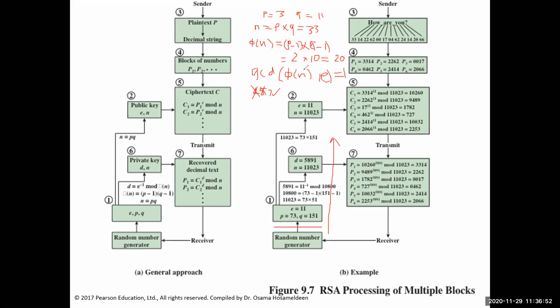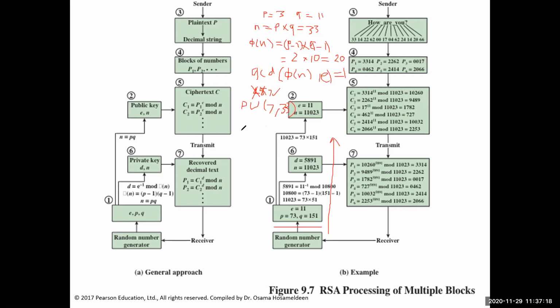Now I have the public key pair, PU of 7 and N, where N is 33. But now I want to create the private key too. How do I create the private key?